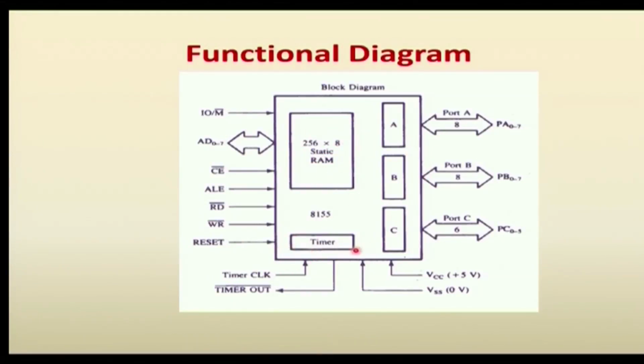Then it has a timer with the 3 ports, port A, port B and port C, which are connected with the corresponding signals. Port A is an 8-bit signal, denoted as PA0 to PA7. Port B is 8 signals, denoted as PB0 to PB7, and port C is 6 signals, denoted from PC0 to PC5. So, totally 22 signals are available for the parallel communications.